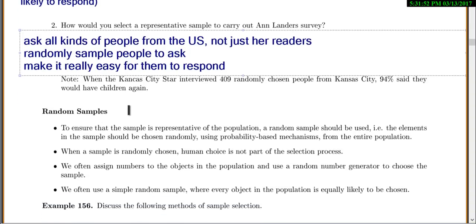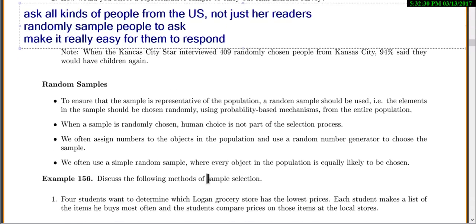So just to talk about random samples, to ensure that our sample is representative of our population, a random sample should be used. Or in other words, the elements in the sample should be chosen randomly, using some kind of probability-based mechanism. Because if a sample is randomly chosen, then human choice is not part of the selection process. One of the ways you can do that is you can assign every human a number, or all the objects in the population a number, and then use a random number generator to choose which people you'll have in the sample. And there are different kinds of random samples. Usually we'll just use a simple random sample, which means that every object in the population is equally likely to be chosen.